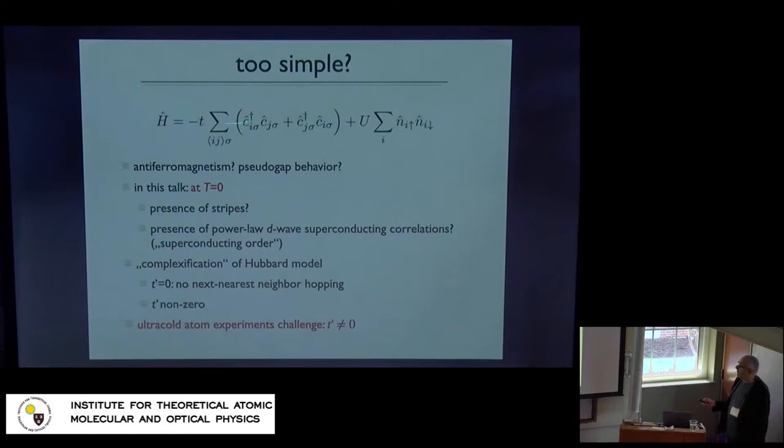We have heard a lot about the antiferromagnetism, lots about the pseudogap behavior. This talk will be focusing at T equals zero, the presence of stripes, and mainly the presence of power law D-wave superconducting correlations, or superconducting order. And the question will be, do we have to complexify the Hubbard model, which means here in this particular context that we have to introduce, or do not have to introduce, next nearest neighbor hopping T prime.